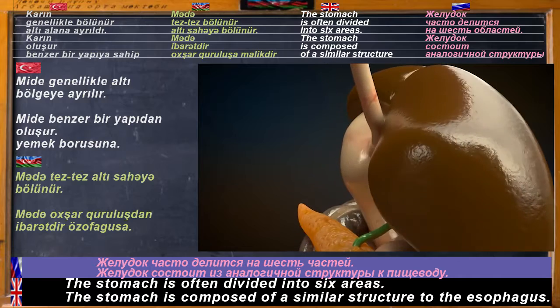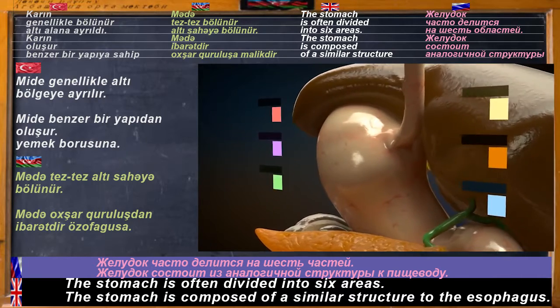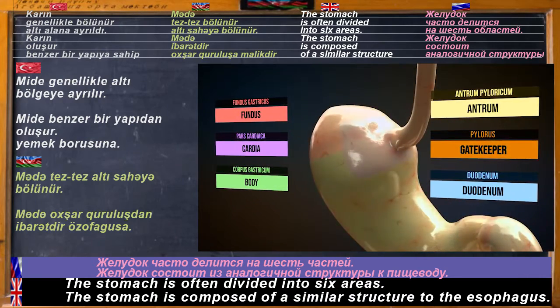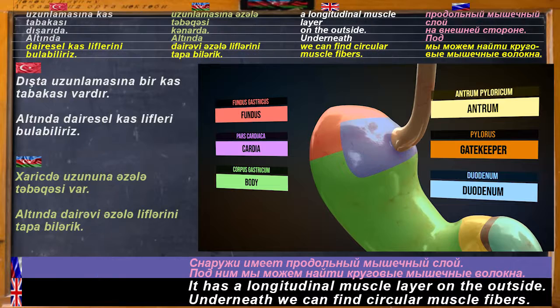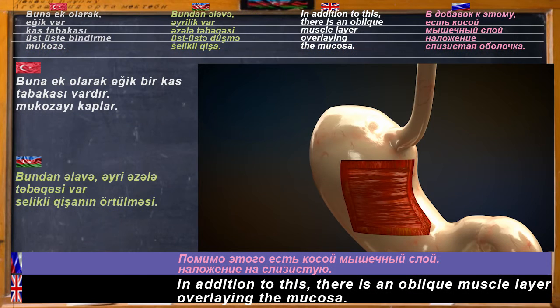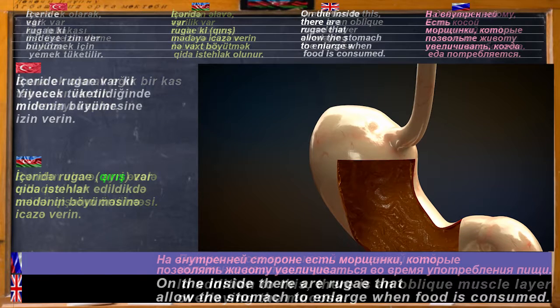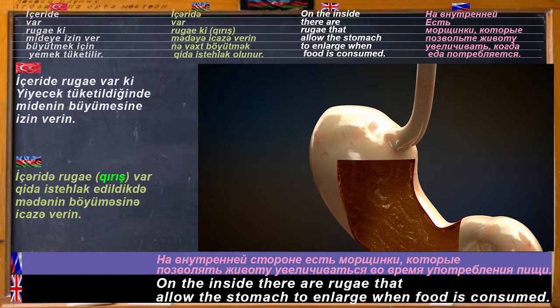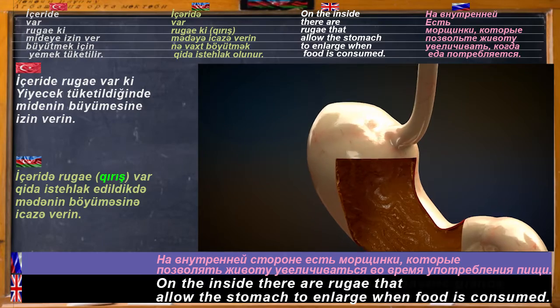The stomach is often divided into 6 areas. The stomach is composed of a similar structure to the esophagus. It has a longitudinal muscle layer on the outside. Underneath, we can find circular muscle fibers. In addition to this, there is an oblique muscle layer overlaying the mucosa. On the inside, there are rugae that allow the stomach to enlarge when food is consumed.